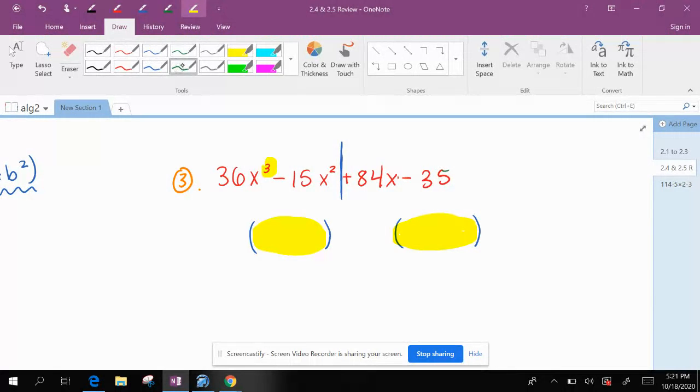So if I divide, let's see, an x squared, and my highest number would be a 3.